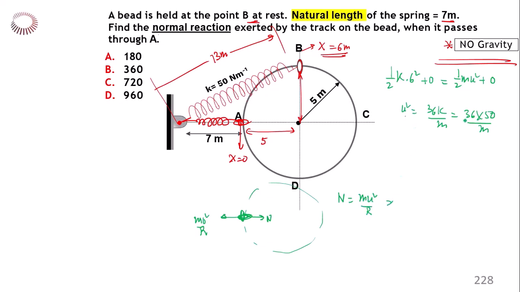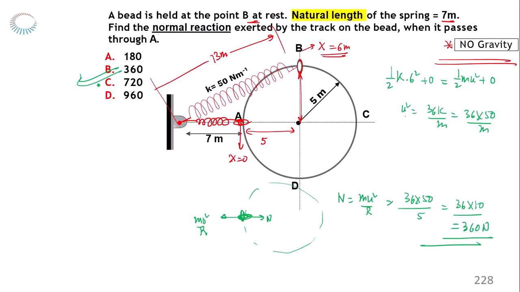So I got u square equal to 36 into 50 by m. So m u square means 36 into 50. And r is 5 meters. That means 36 into 10, which is 360 Newton. So that will be your answer.